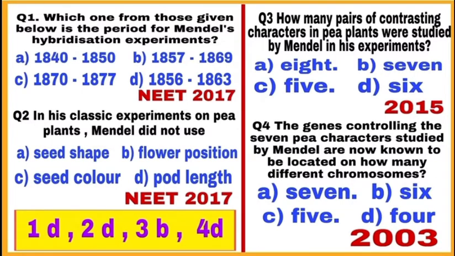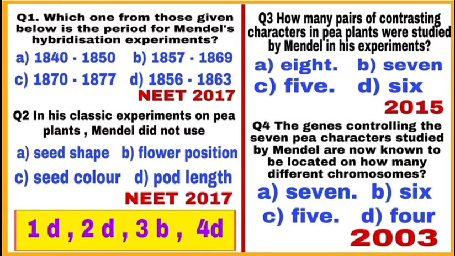Question number 2. In his classic experiments on pea plant, Mendel did not use. Mendel in his classic experiments on pea plants used option A, seed shape, round and wrinkled. Option B, flower position, axial and terminal. Option C, seed color, yellow and green. Option D, pod length. He did not use pod length. Instead, he used pod shape and pod color. So, answer for the given question is option D, mark D.